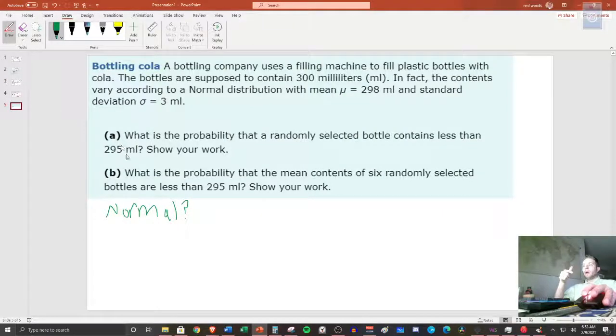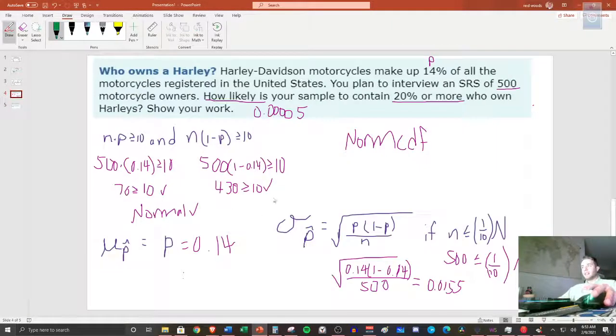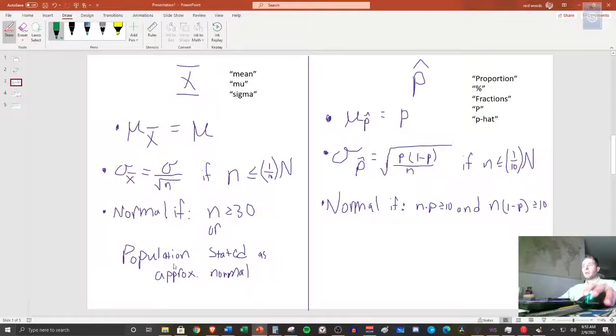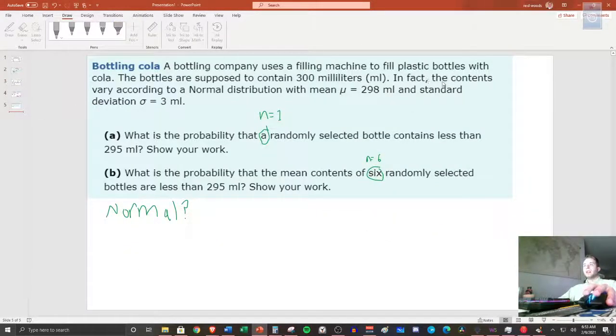Okay. Well, we don't know our sample size yet, but if I read part A, it says, what is the probability that a randomly selected bottle contains less than 259 milliliters? Well, a randomly selected bottle means n equals 1. Right? And then in part B it says 6, so that's n equals 6 for that second part. So that means the sample size isn't large enough to be normal based on this rule, but is the population stated as normal? It says, in fact, the contents vary according to a normal distribution. So it says it right here. So we're going to say it's stated normal.